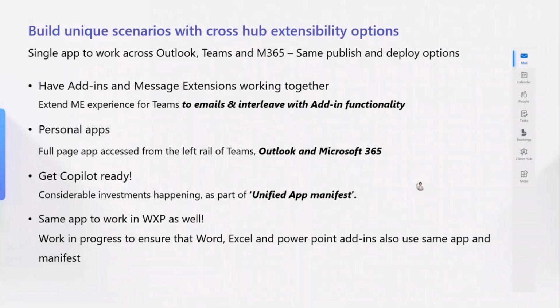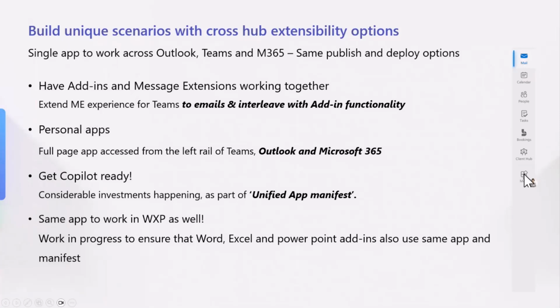Similarly, you can have personal apps. Personal apps are essentially full page apps that can be accessed from within M365 hubs, whether it is Teams or Outlook. It is essentially a web page. So the possibilities of what you can do here are endless. We have a lot of partners who are already using this, and it gives better discoverability to the app overall, because the side pane that we have, which is present across M365 hubs, makes your app available with a personal app.